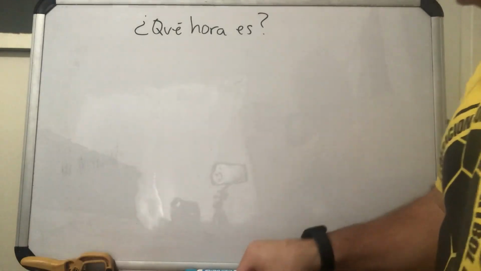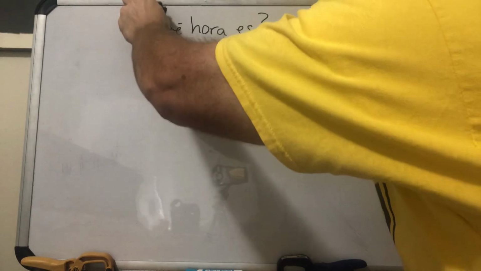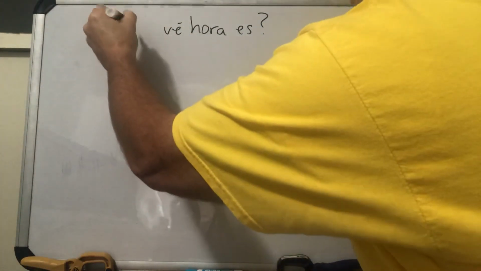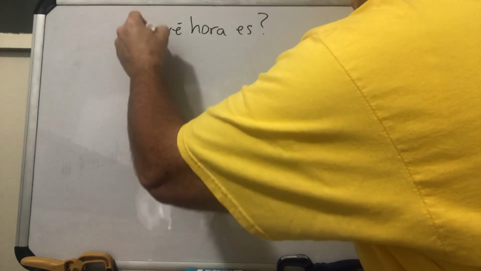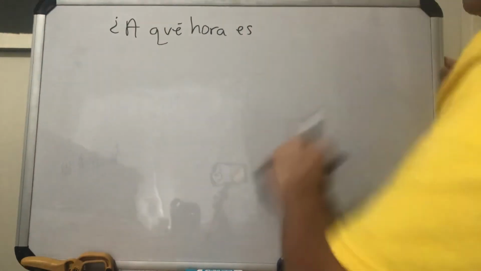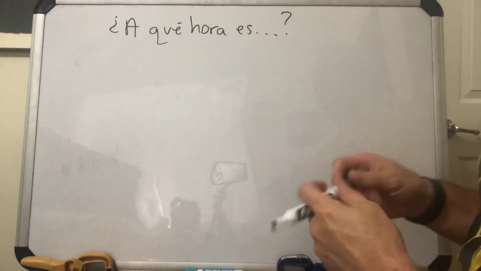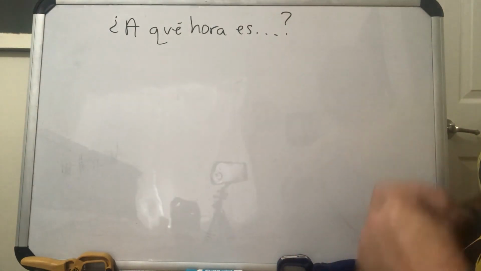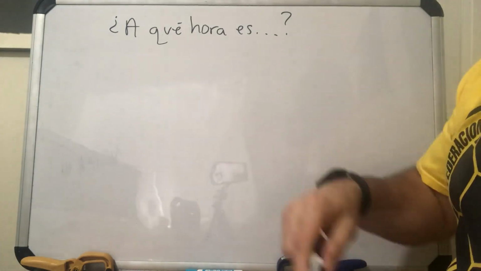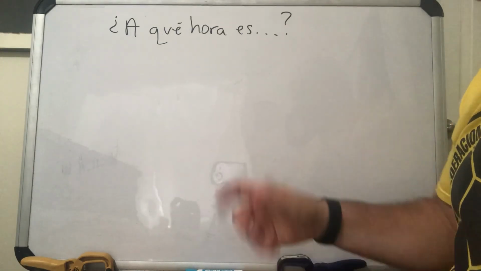So let me change the question then. Instead of qué hora es, we're going to say a qué hora es. And then usually you'll add in whatever it is you want to know the time of. So, a qué hora es el baile? What time is the dance? A qué hora es la clase? What time is class? Okay? So this little a in front means we're asking about the time of something that's in the future.